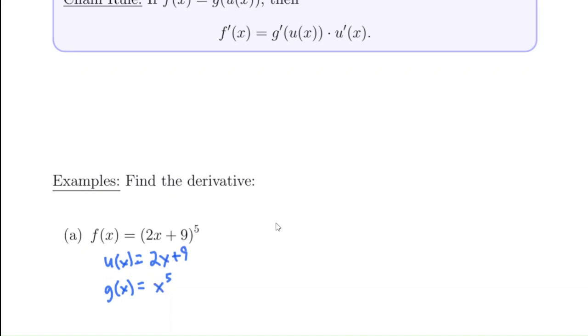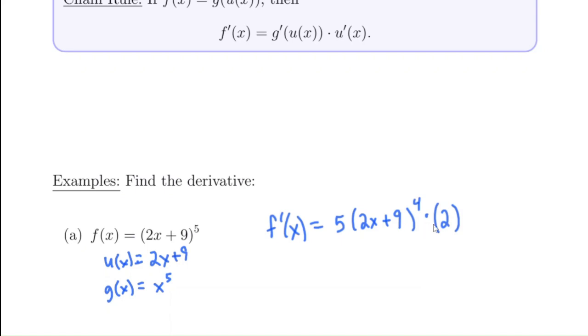So the way we take the derivative is f prime of x is going to be the derivative of the outside function, the derivative of the g. What's the derivative of x to the fifth? Well, it's 5x to the fourth. But instead of putting 5x to the fourth, I'm going to put 5 times the inside function to the fourth. Remember, we don't apply it at x, we apply it at the inside function. So 5 times 2x plus 9 to the fourth, and then times the derivative of the inside function.